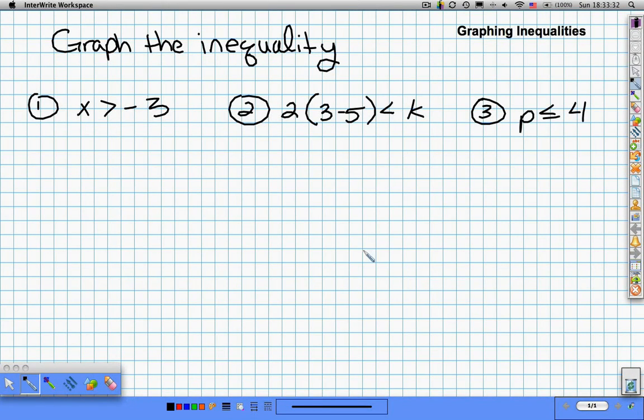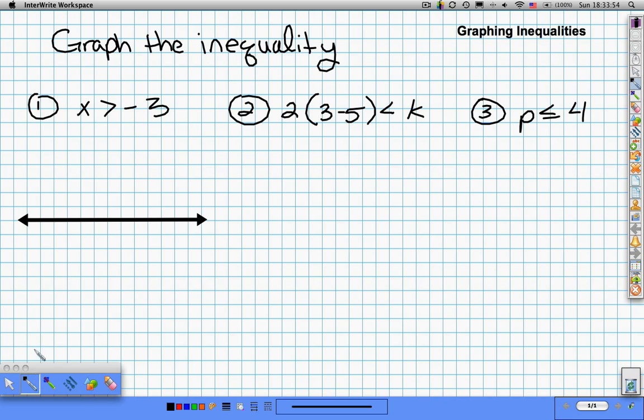In this lesson, we're going to talk about how we can graph inequalities. So in our first problem here, we have the inequality which says x is greater than -3. The first thing we need to do, since we don't have to change anything in our inequality here, is draw a line. So I'm going to go ahead and draw a line here.